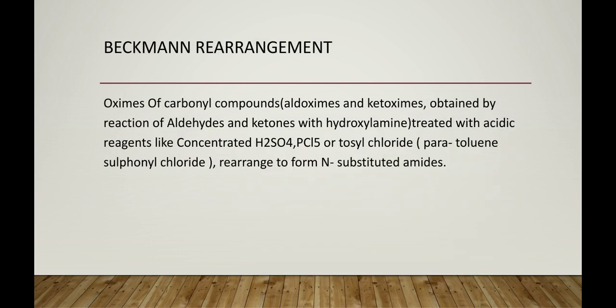So let's take a look at the Beckmann rearrangement. The Beckmann rearrangement is simply termed as a rearrangement of oximes under the influence of acidic reagents to yield N-substituted amides. Oximes of carbonyl compounds, such as aldoximes and ketoximes, are obtained by the reaction of aldehydes and ketones with hydroxylamine. These oximes are treated with acidic reagents like concentrated H2SO4, PCl5 or tosyl chloride and rearranged to form N-substituted amides.